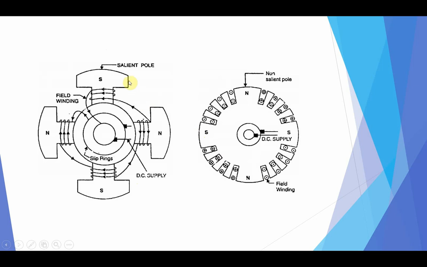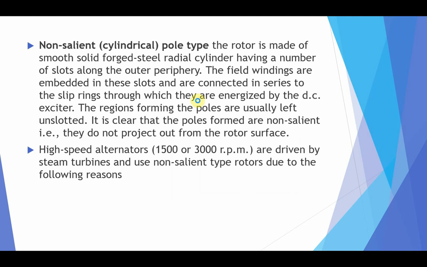This is the diagram of the salient pole generator, that is the rotor of the salient pole, and this is the non-salient pole rotor shape. Here in salient pole we have poles, and here we have non-salient pole rotor shapes. We will now study the non-salient pole, how it is.